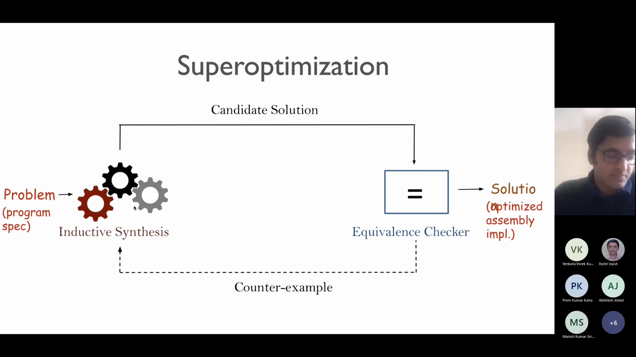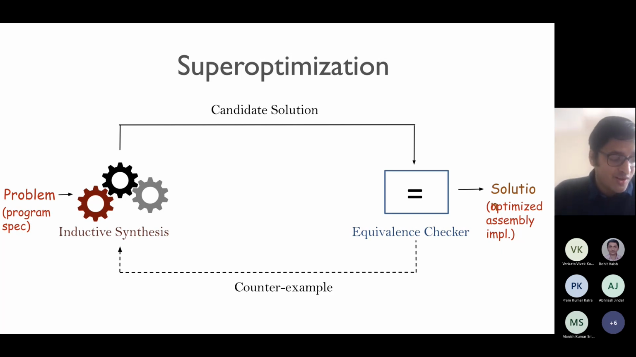I show a picture here. Here we have two sets of algorithms. One set are the inductive synthesis algorithms that use certain heuristics and search strategies to automatically propose candidate solutions. Recall that a solution is basically an optimized assembly implementation. You can imagine that these inductive synthesis algorithms are approximate. For example, they may be based on machine learning techniques, if you will. And so the candidate solutions may be incorrect.